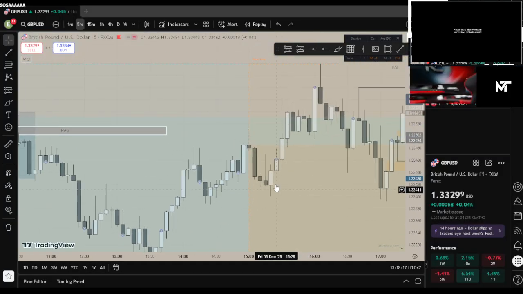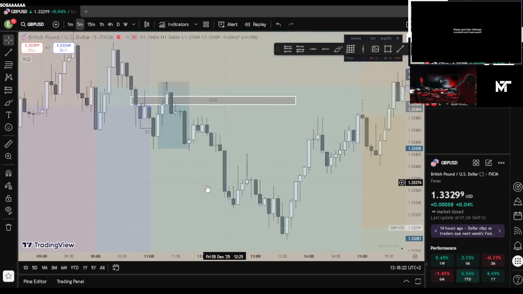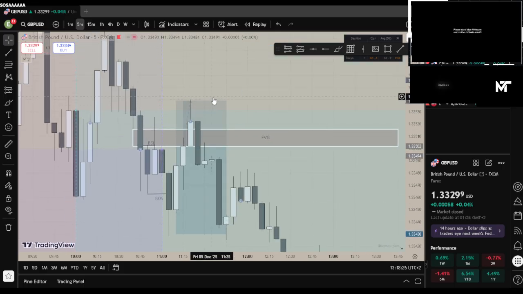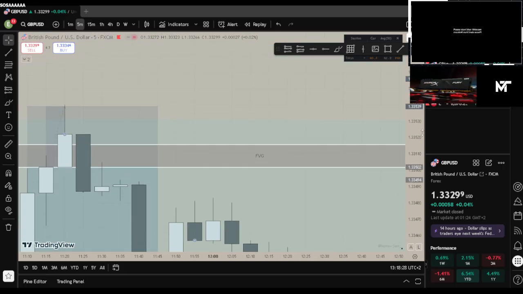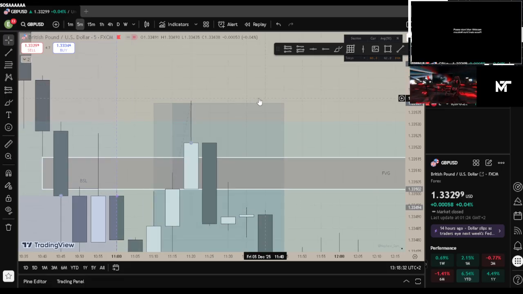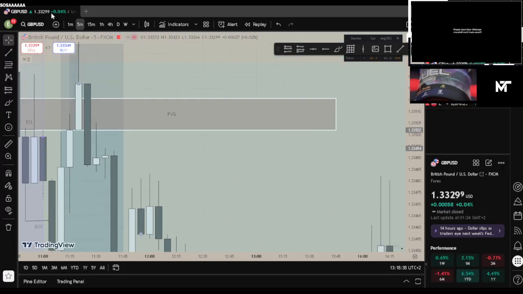Okay, so here we have GBP USD. I actually took this loss yesterday, just because of the placement. It touched my stop, it didn't even go past. It touched the top right there and just absolutely dumped straight to my take profit.